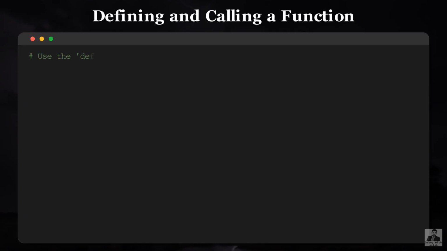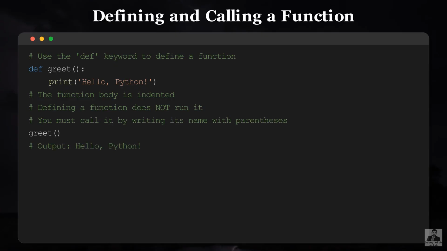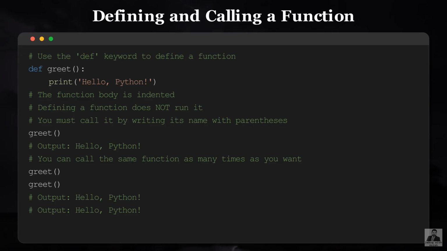To define a function, write the keyword def, then the function name, then parentheses, then a colon. The body of the function is indented on the next line. Defining a function does not run it. It only stores the logic for later use. To actually run the function, you call it by writing its name followed by parentheses. You can call the same function as many times as you need without rewriting the code inside it.